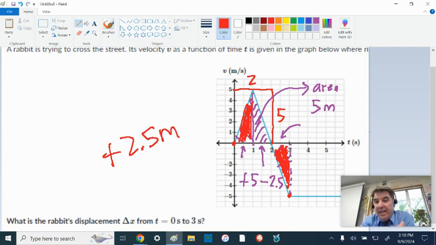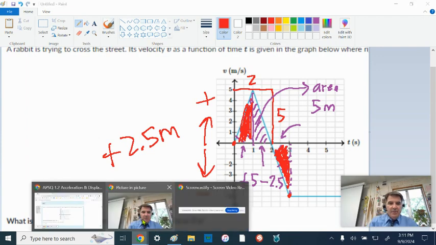And so really we're just adding and subtracting triangles. Anything above is a positive displacement, anything below is a negative displacement, and you just add them. Just make sure that when you're taking the sum of a positive and a negative, you're actually subtracting them, right? So it's the same idea.